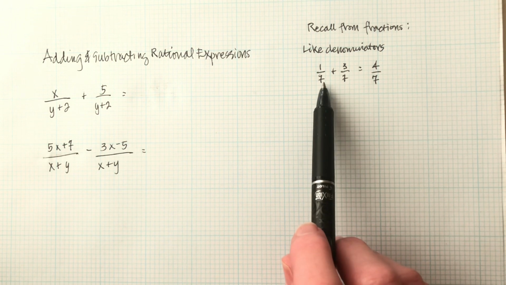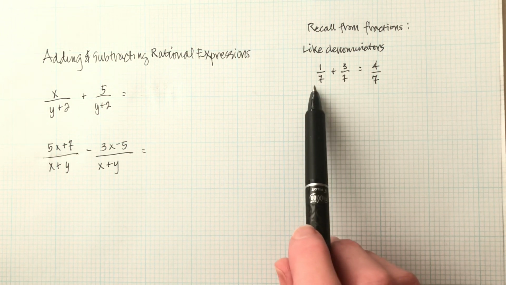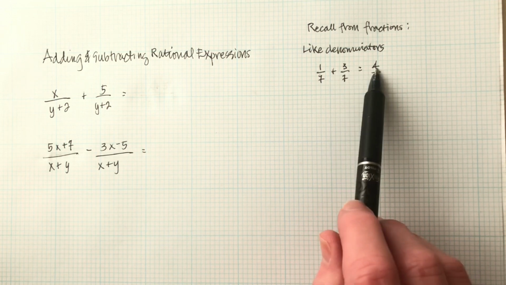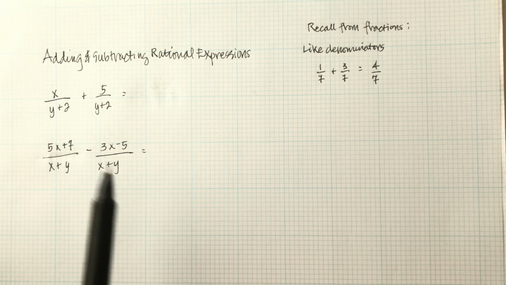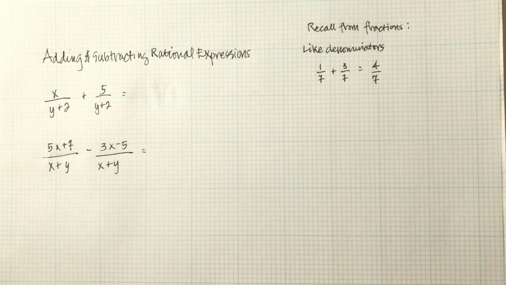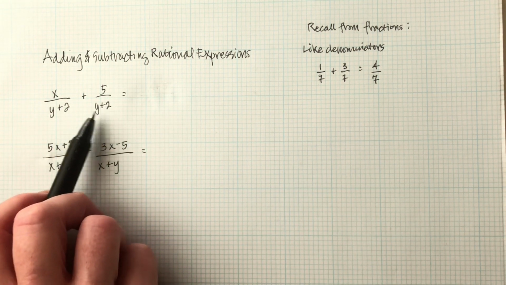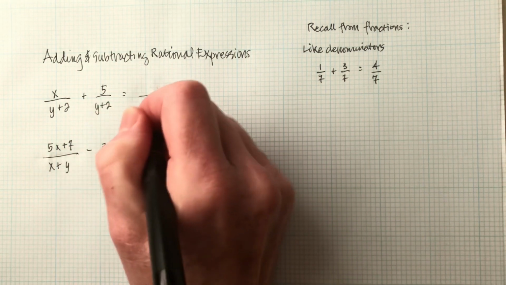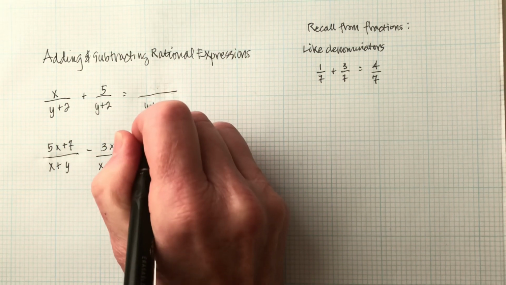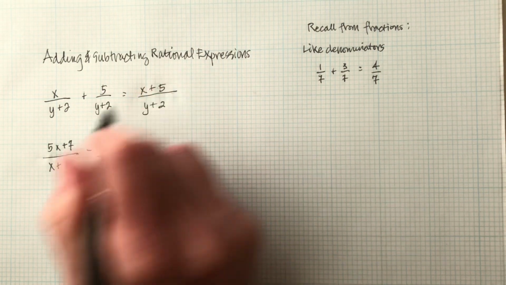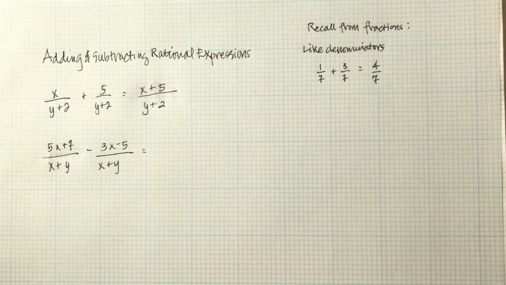So recall that when you have the same denominator, what we call like denominators, we keep the same denominator and then we just add the numerators. So very similar with rational expressions. When you have something like x over y plus 2 plus 5 over y plus 2, we're going to keep that same denominator, y plus 2, and then add the numerators. So we just add across, we get x plus 5. And subtracting the same thing.